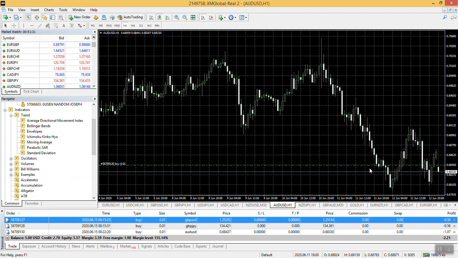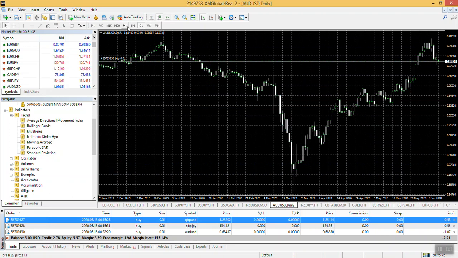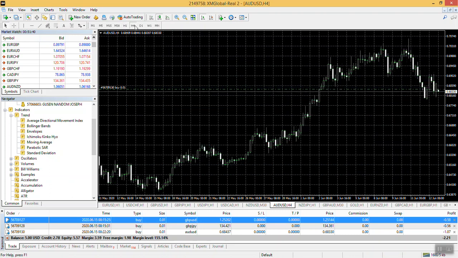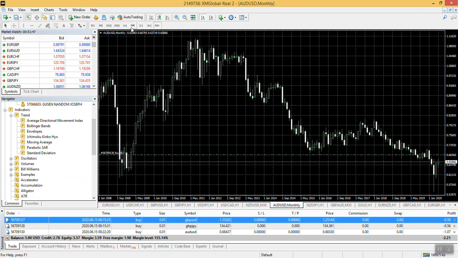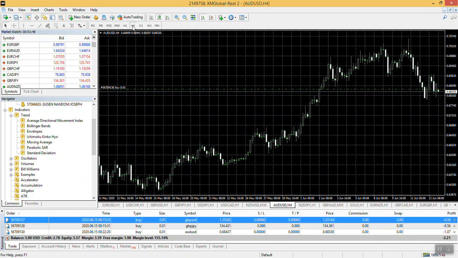Let's look at other currency pairs and see if we can identify trends. Remember, you can check daily trends. This is an hourly trend. We can check 4 hours trend. We can check daily trend. We can check weekly trend and monthly trend. So on this same currency, let's check 4 hours.